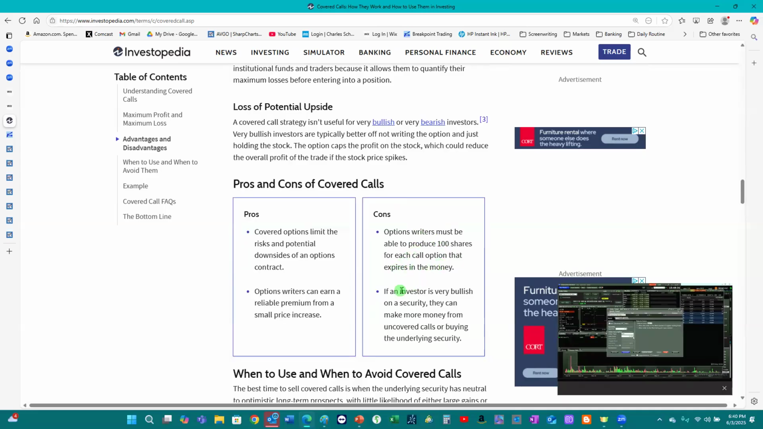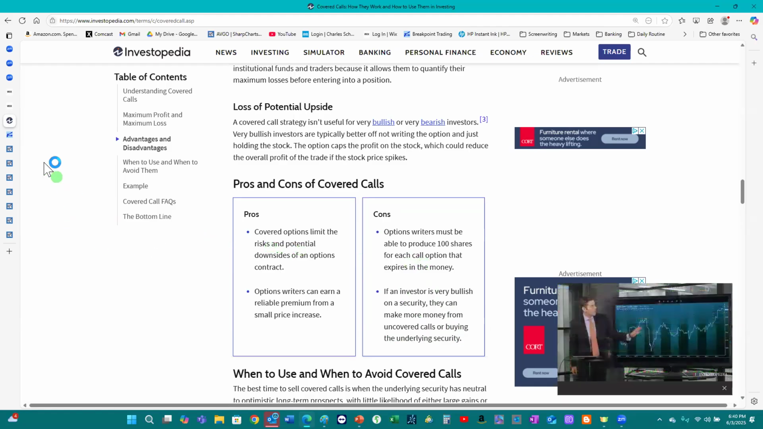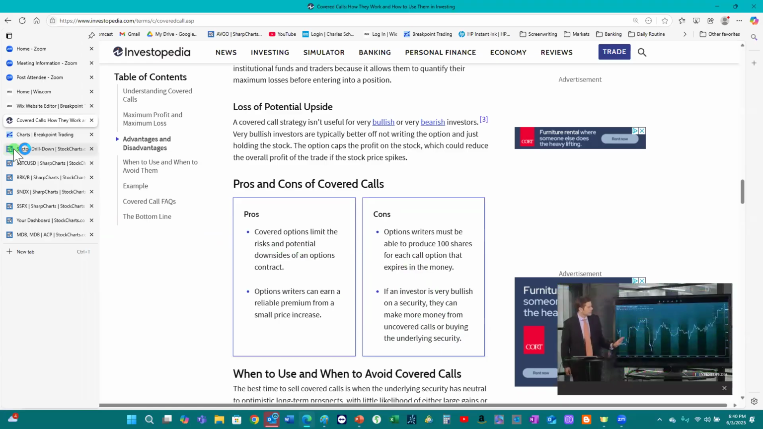And if an investor is very bullish on a security, they can make more money from uncovered calls or buying the underlying security. Covered calls means you already own the underlying security. But if, like I said, it's volatile and you think it's going to go up a lot, then you actually could make more money just owning the stock. But this is a way to use covered calls to generate income for stocks that might not really be that volatile. All right. So that's what covered calls are.